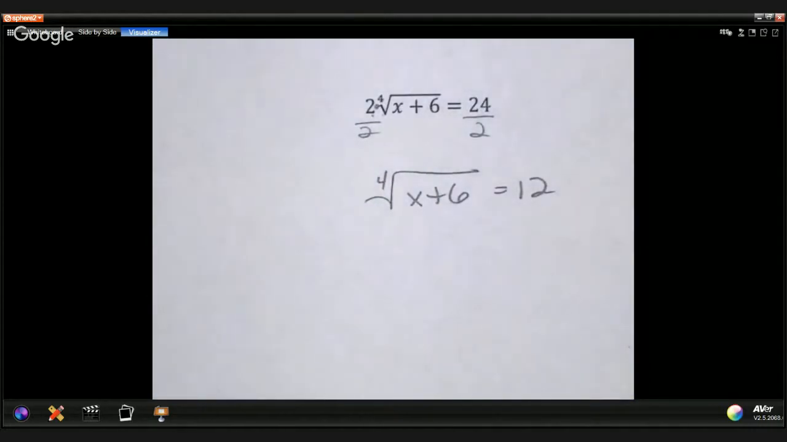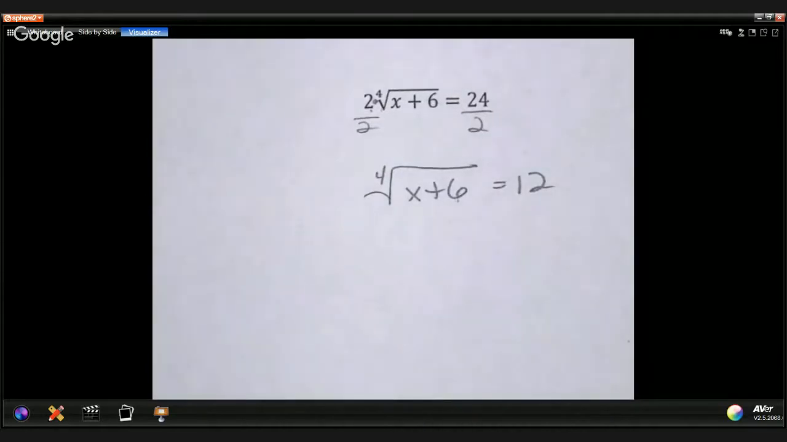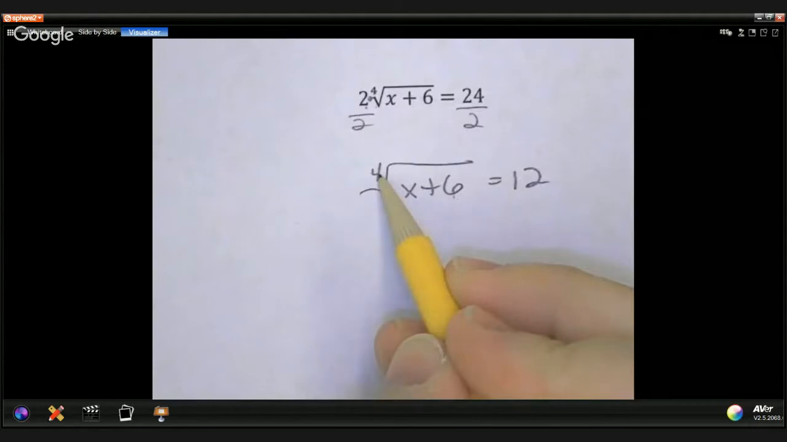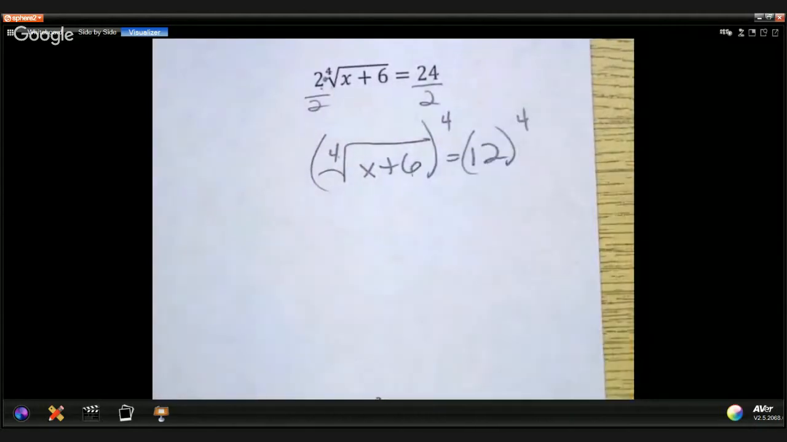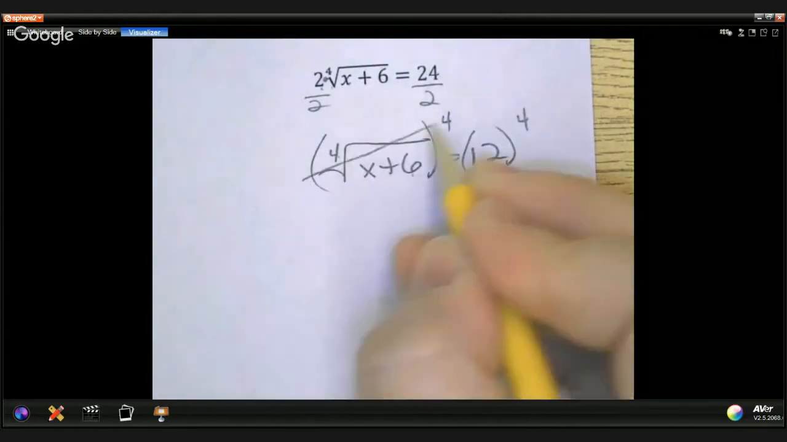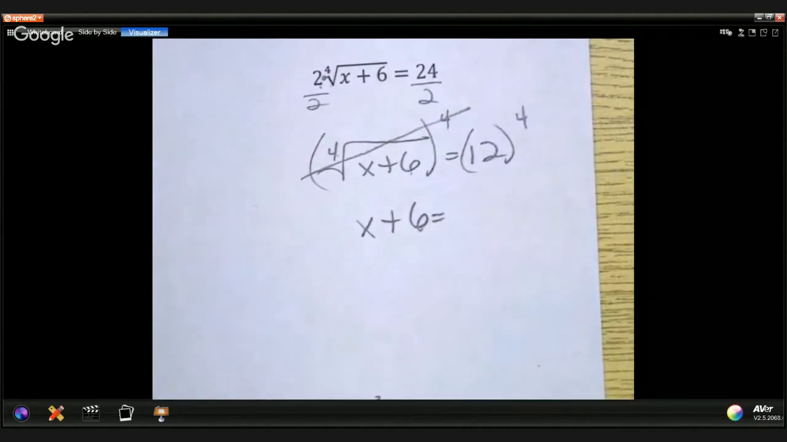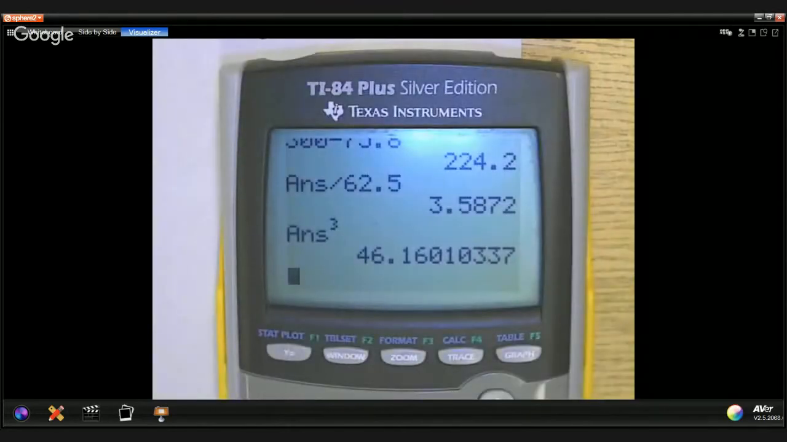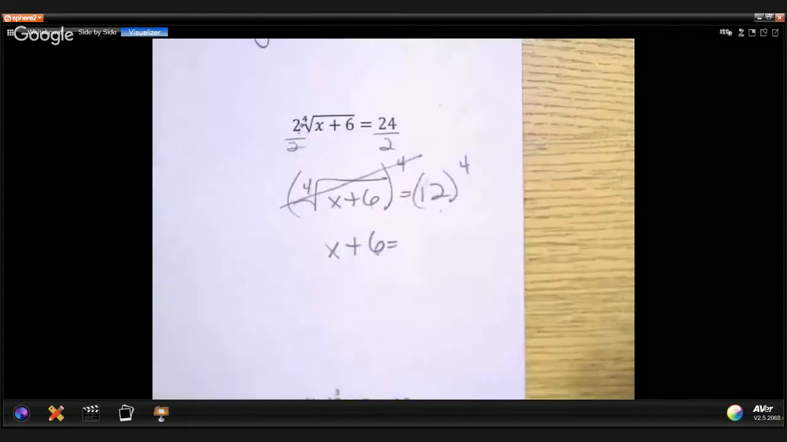Now what I hope you recognize is that this 6 is underneath this root, so I can't get rid of a plus 6 yet because I still have that root. I need to get rid of the fourth root of something, and to get rid of the fourth root, I bring it to the fourth power. The fourth root and the fourth power cross off. So I get x plus 6 equals 12 to the fourth. Pretty big number. 12 to the power of 4 is 20,736, which was pretty big.